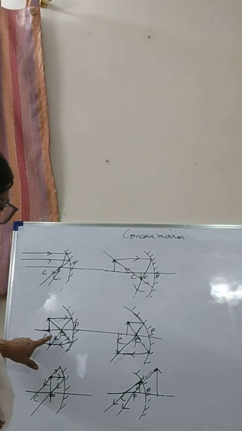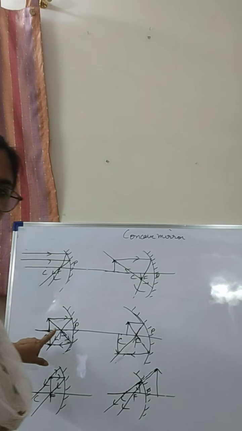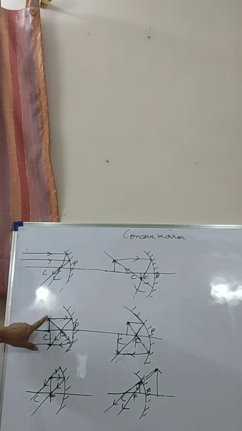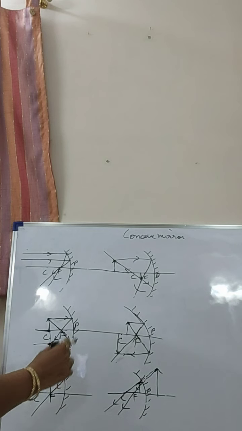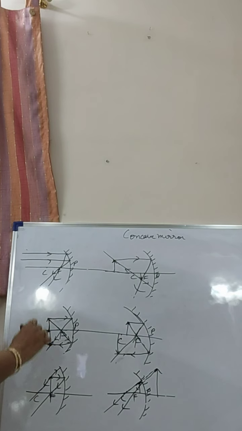The third case is when the object is at C, that is at the center of curvature. You see that from the center of curvature, one ray I have taken going parallel to the principal axis, then it will pass through the focus. Another ray which is passing through the focus will become parallel. These two rays will meet at C when you draw it properly. This will be the tip of the image. From it you will see that the image is real, inverted, and of the same size as the object.